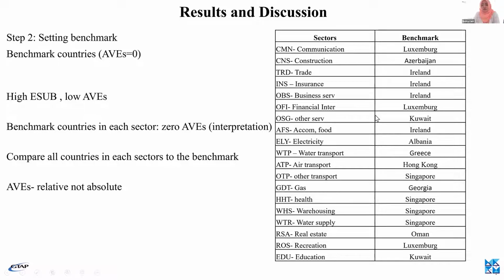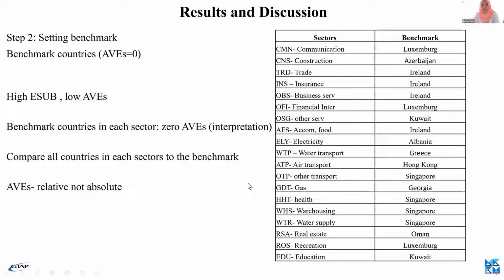So we are setting the benchmark countries, and in each sector we see that developed countries are serving as benchmarks, which includes some of the oil producing countries, the OIC members, Middle East countries. But most of the countries that serve as a benchmark in at least 2 sectors are very high income countries: Luxembourg, Ireland, and Singapore. When we look at the GDP per capita data for 2014, Luxembourg is the highest per capita country as of 2014. So we see that they are the least restricted countries in all the sectors serving as a benchmark.